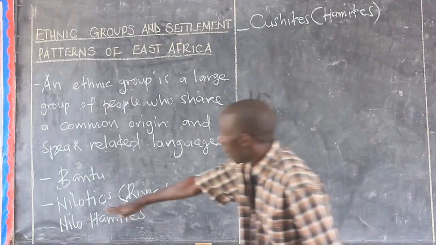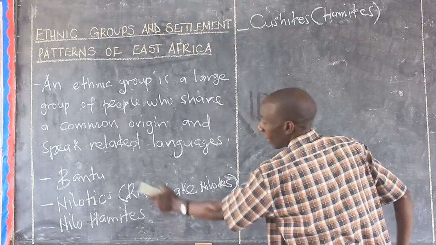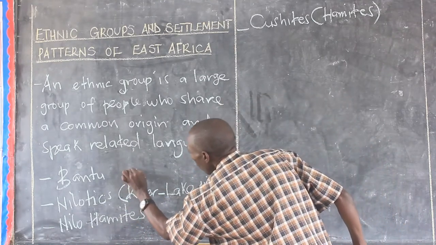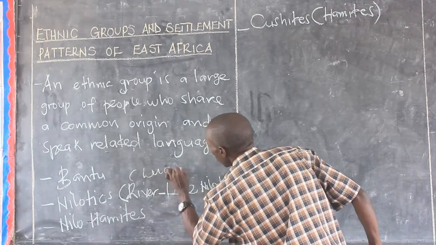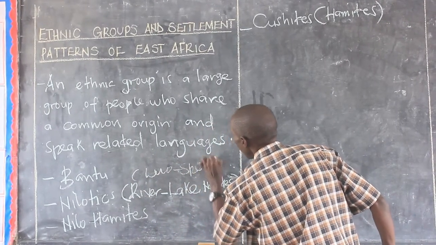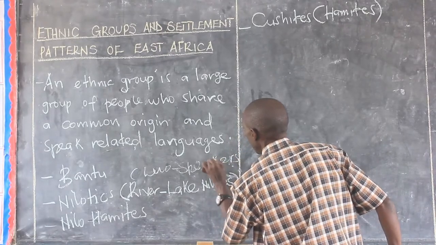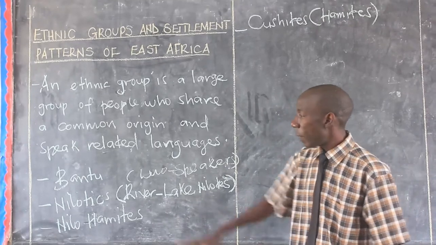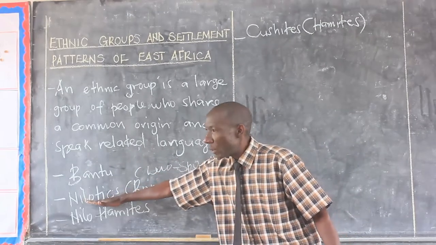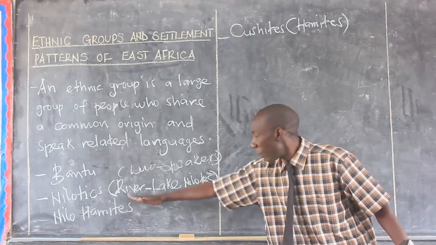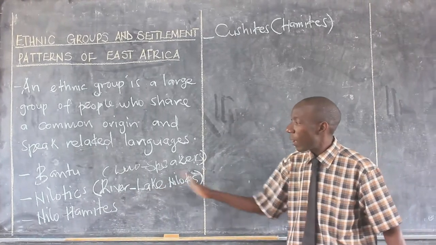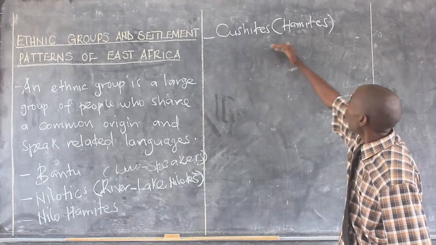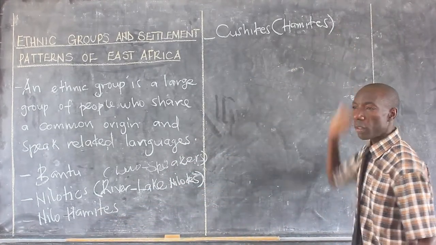Again, the Nilotes are called River Lake Nilotes. Sometimes they are also called the Luo speakers. These are the ethnic groups of East Africa. We have the Bantu, the Nilotics, who are also known as the River Lake Nilotes or the Luo speakers, the Nilo-Hamites, and also the Hamites, or the Kushites.